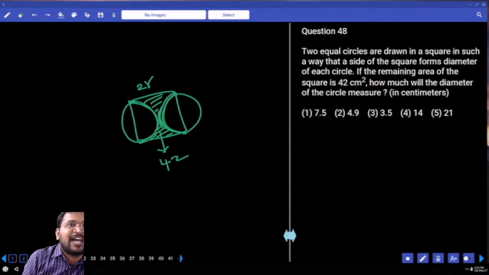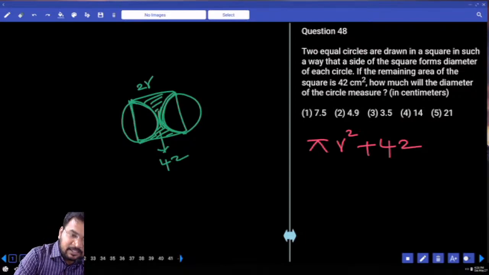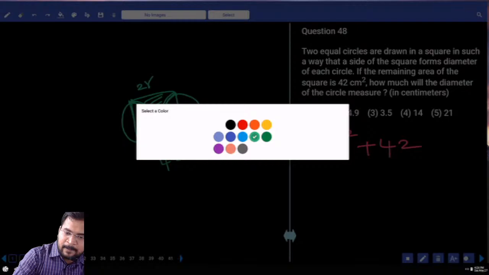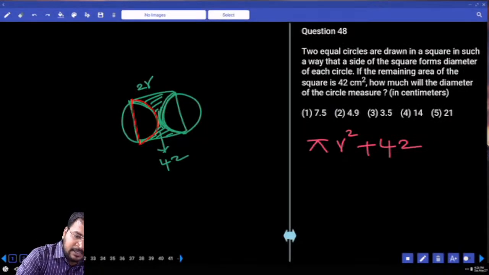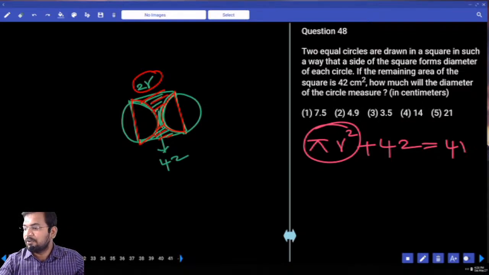2r. Are you clear? Now, the circle area is πr² na? Circle area is πr² plus 42 plus... this part is a semicircle, this is also a semicircle. Semicircle plus semicircle is a circle. The remaining part is 42. This entire area will be equivalent to the area of a square. The side of the square is 2r, and the area of the square is nothing but 4r². Are you clear or not?